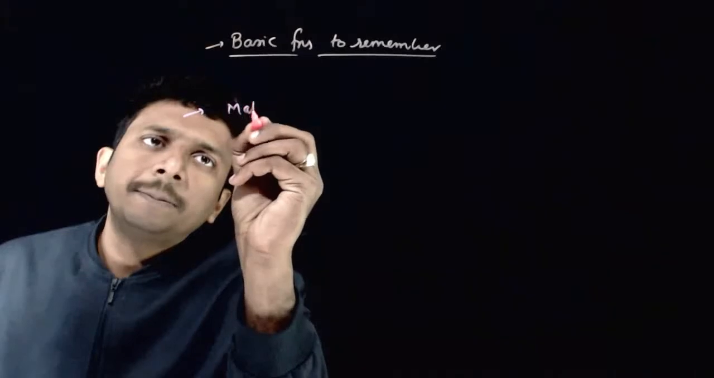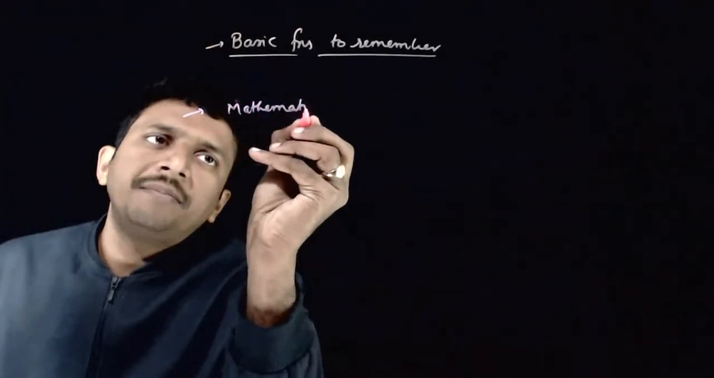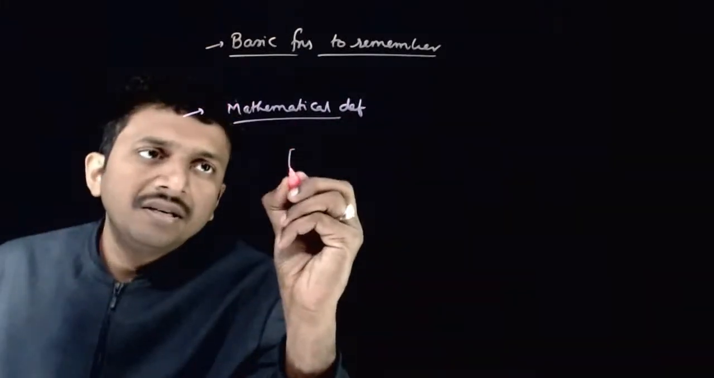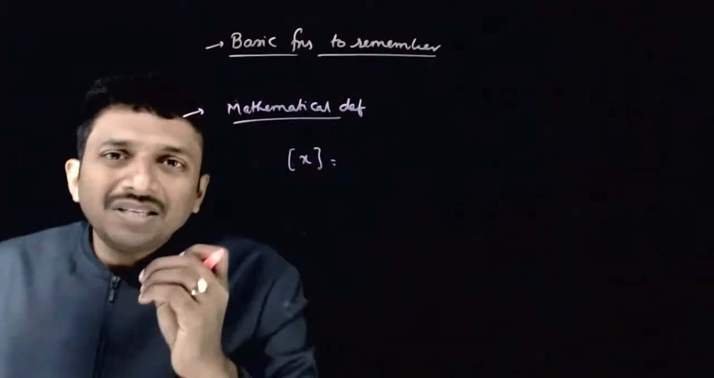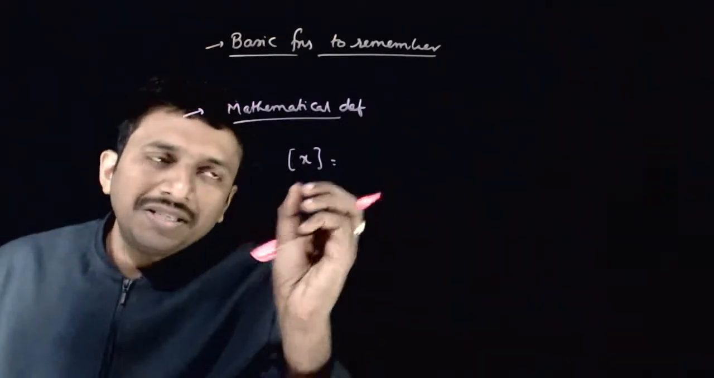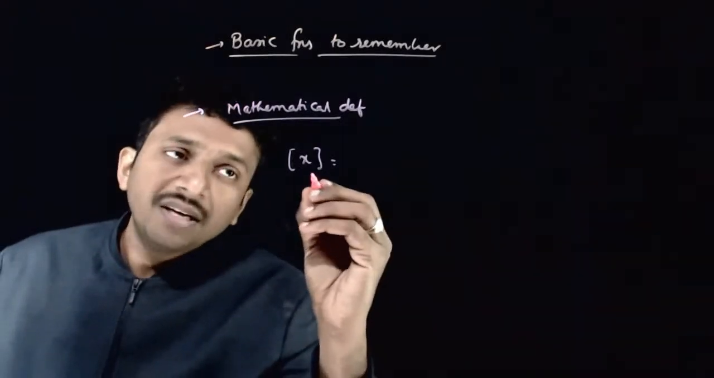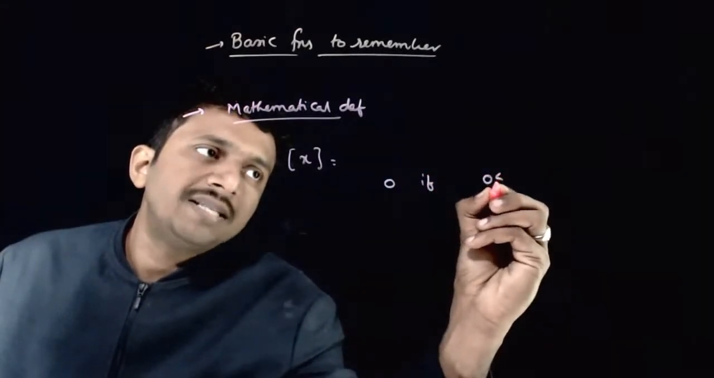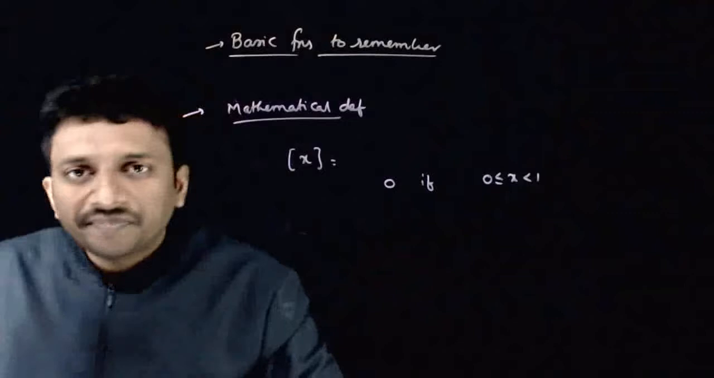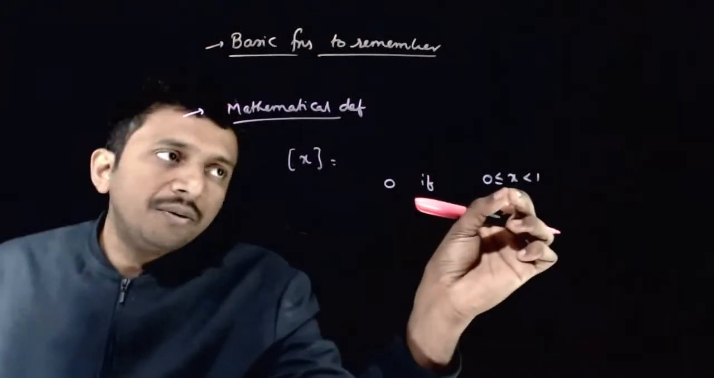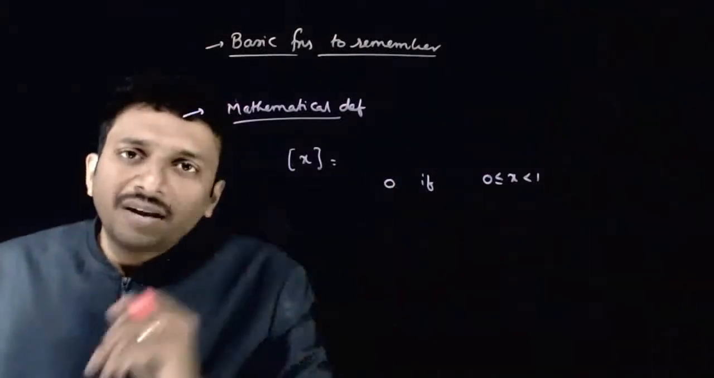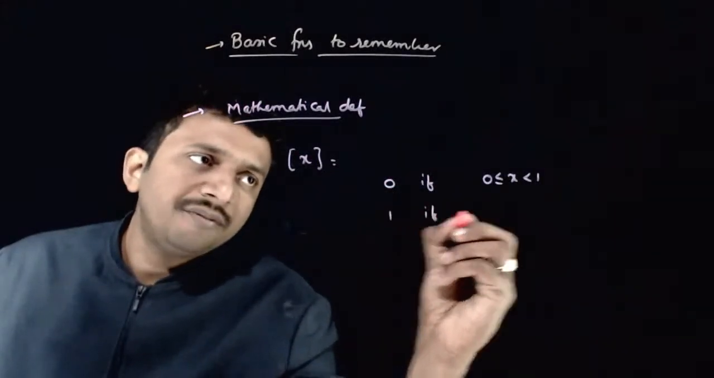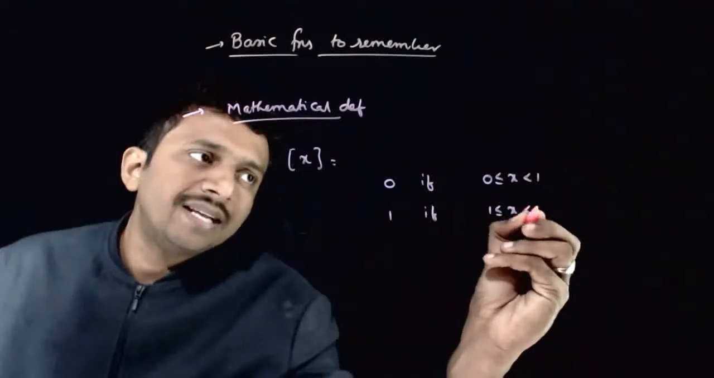Once you understand the physical meaning of integer part of x, let us see the mathematical definition of integer part of x. Integer part of x is a piecewise defined function. The definition goes something like this. This is equal to 0 if 0 is less than or equal to x less than 1. If the number lies between 0 and 1, the integer part will be equal to 0.